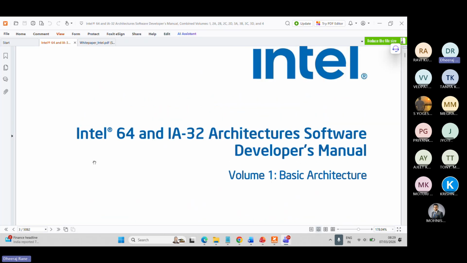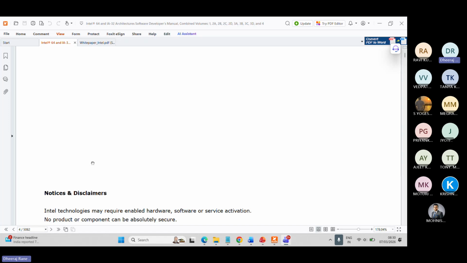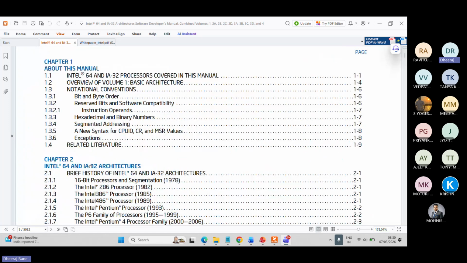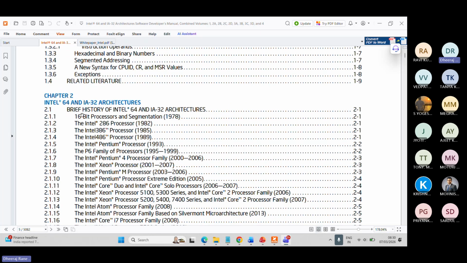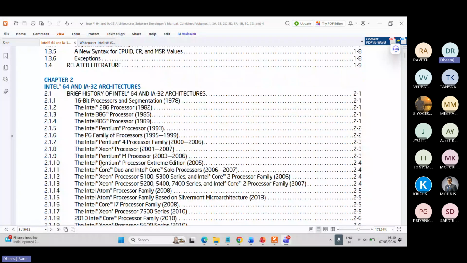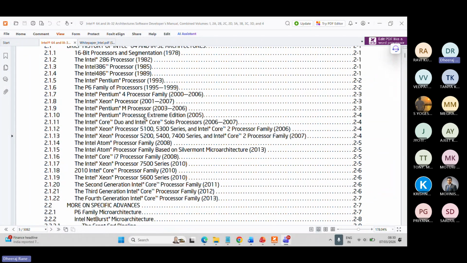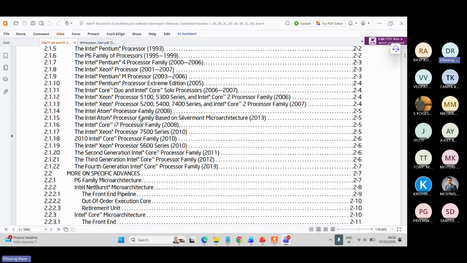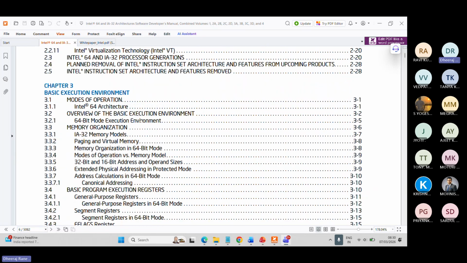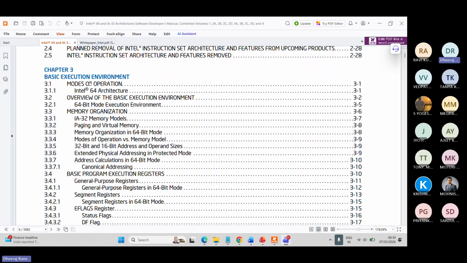So for that, I have downloaded this Intel 64 and IA-32 Architectures Software Developer's Manual, right? If you see the index, a lot of things are there. Basically, it starts with basic arithmetic like bit and byte order, hexadecimal and binary numbers, segment addressing. Later on, the whole Intel history is there, right from 286, 386, 486, then Pentium, Celeron, then Xeon, right? So you can go through the history and basic execution, say the modes of operation.